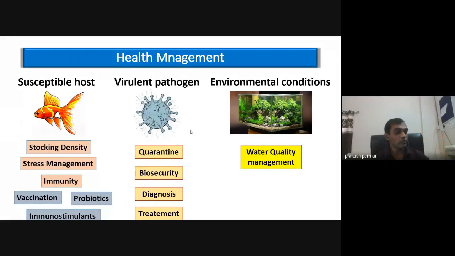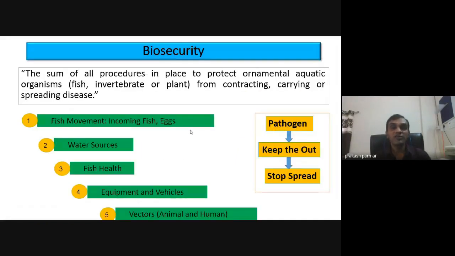Another thing is the environmental condition. Environmental parameters we can manage by water quality and feeding management. So let's see about biosecurity. Biosecurity is all the procedures in place to protect ornamental aquatic organisms from contacting, carrying, or spreading disease. So here, three things we have to remember. We have to avoid the contact, avoid the spreading, and avoid the carrying of diseases or pathogens.